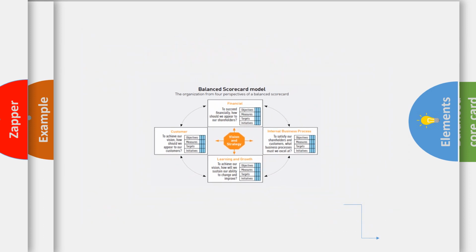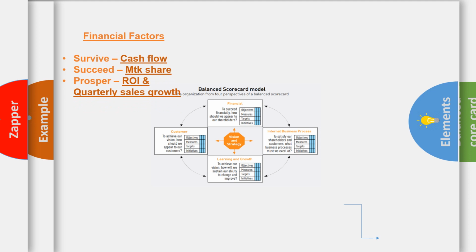If we look at an example of a semiconductor business and see how they applied this to the balanced scorecard, regarding the main aims from a financial perspective, they wanted to survive, succeed, and prosper. So they looked at key performance indicators, including the cash flow, the market share, return on capital employed, and also quarterly sales growth.